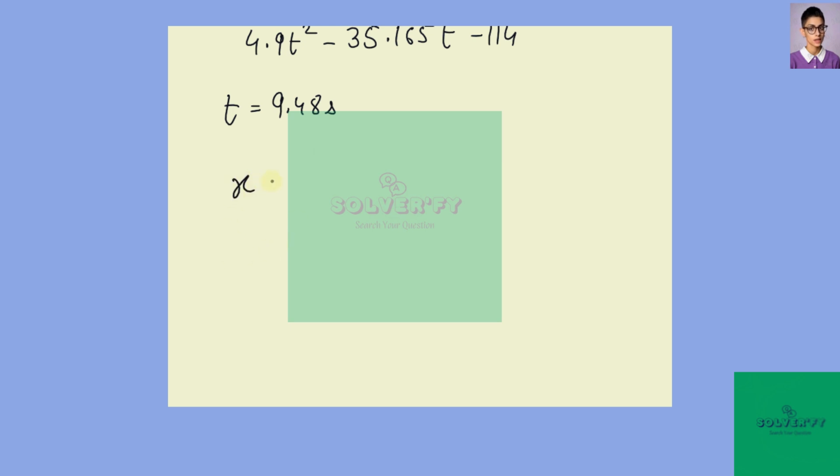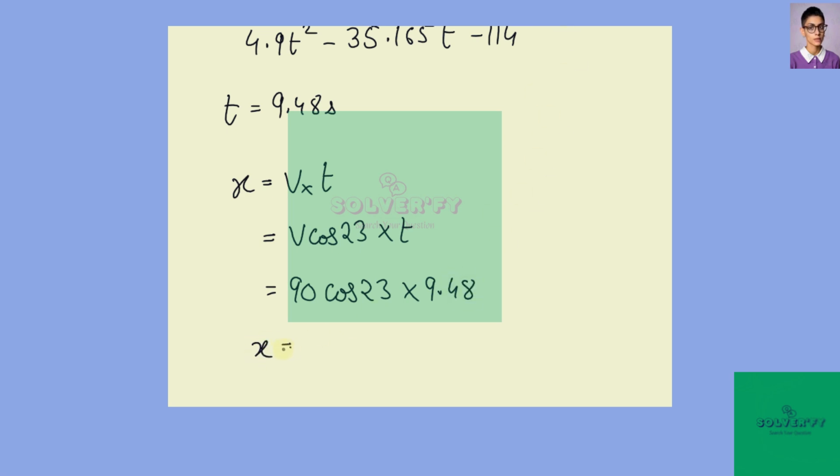So from here x will be equal to Vx times t. Vx is V cosine of 23, so this becomes 90 cos 23 times 9.48. This gives us x as equal to 785.37 meters. So with this we complete our solution. I hope you find the solution useful. Thank you.